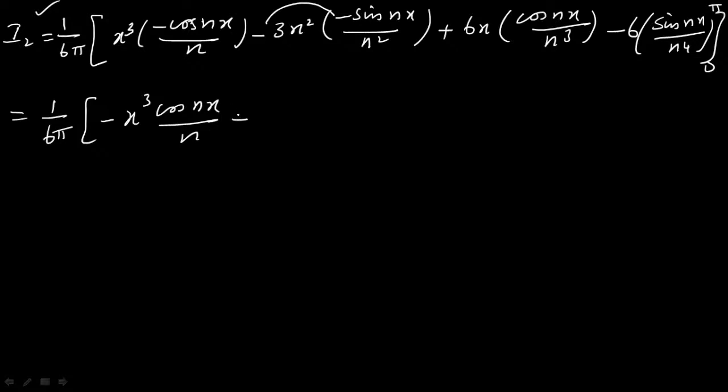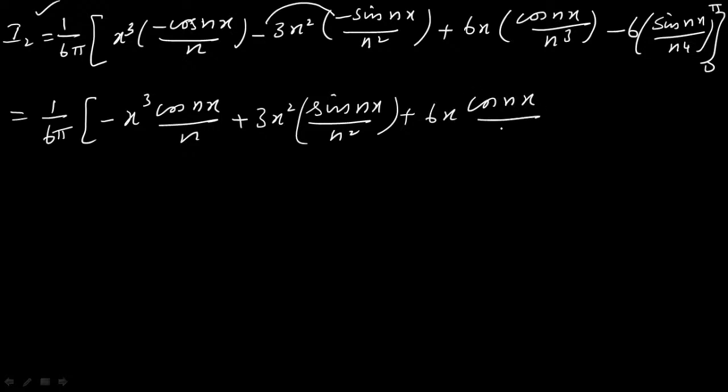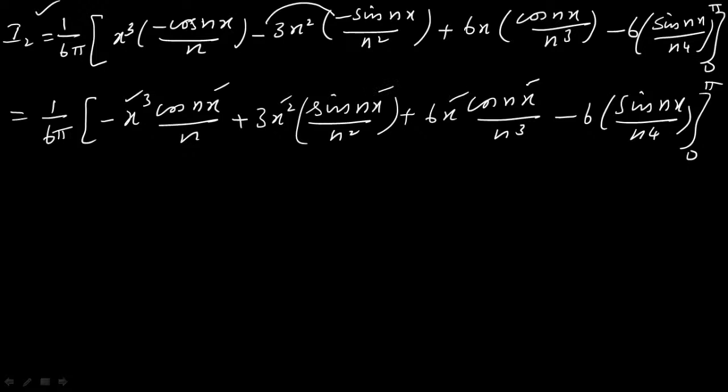Here minus and minus becomes plus. 3x square sin nx divided by n square plus, here you have only plus term, so 6x cos nx divided by n cube minus 6 sin nx divided by n power 4, with the limit from 0 to pi. So in these places we have x term, just mark this.